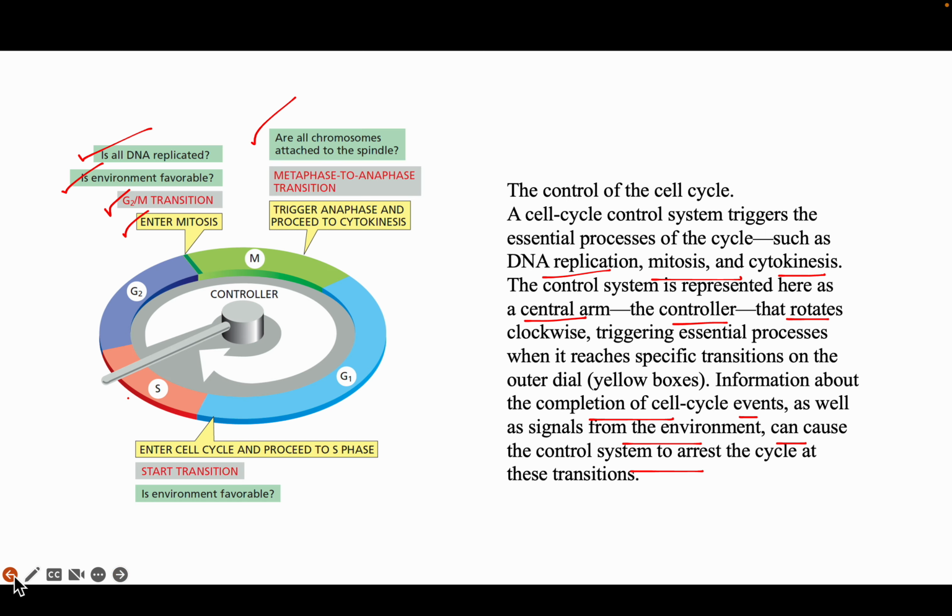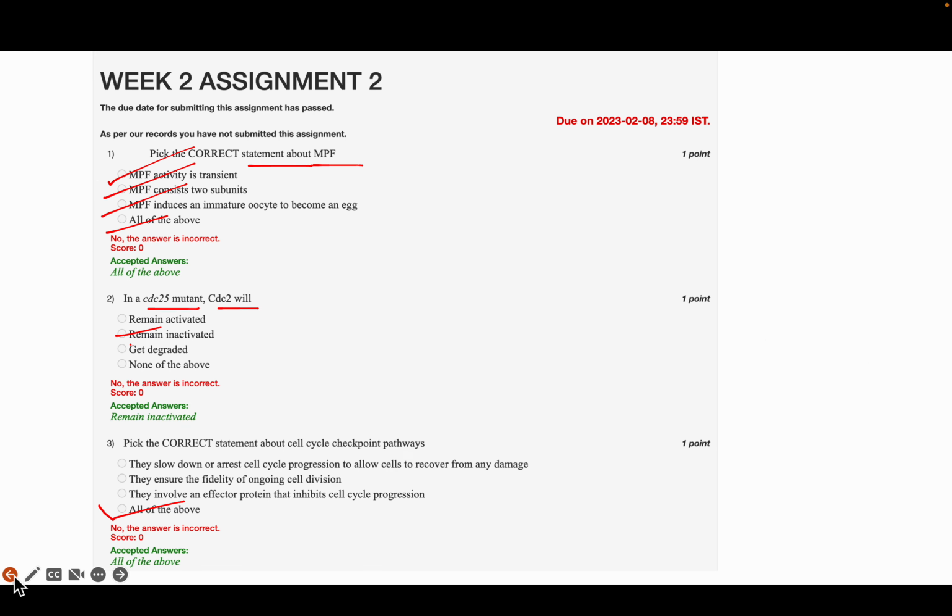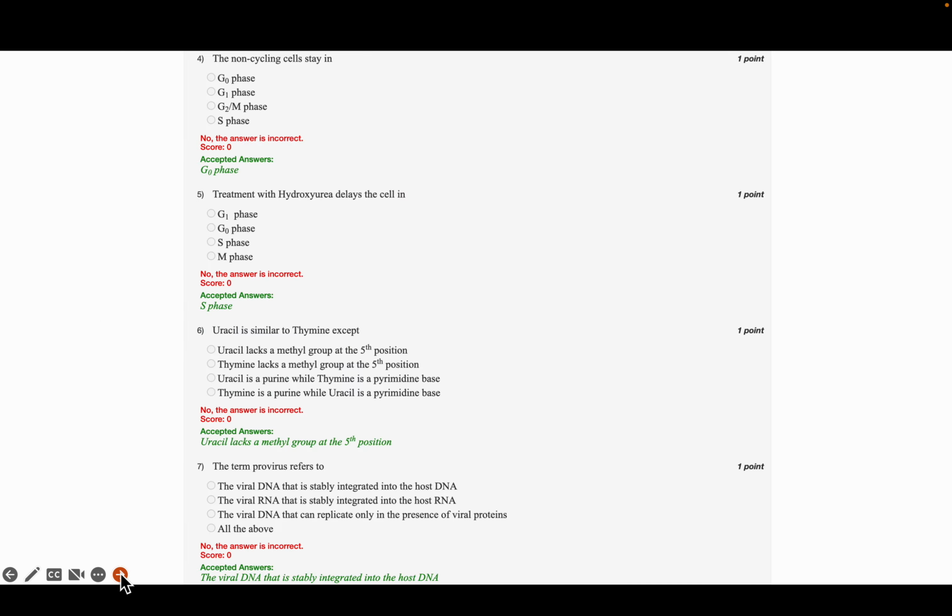We already started discussing week 2 assignment 2. Now some other questions. The non-cycling cells stay in which stage? G1 phase, G0 phase, G2 or M phase, or S phase. You know that cells which are not dividing can stay at G0 phase.